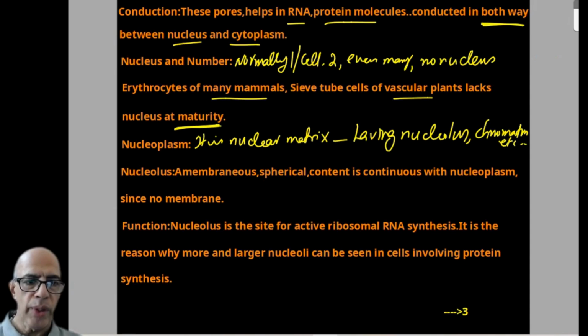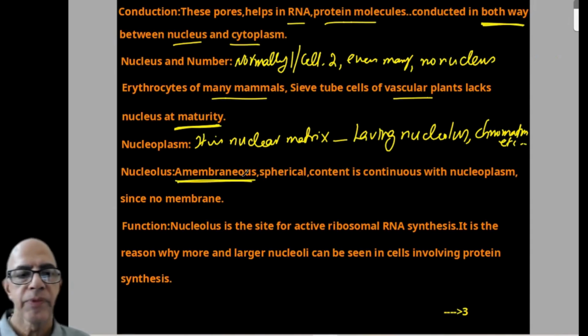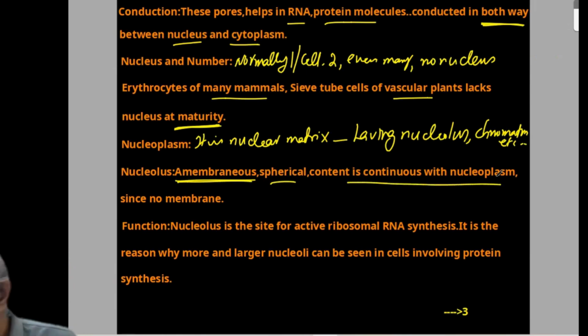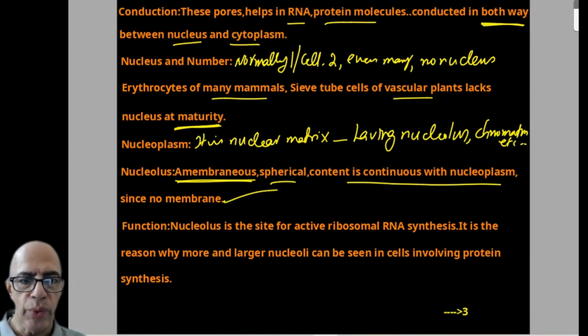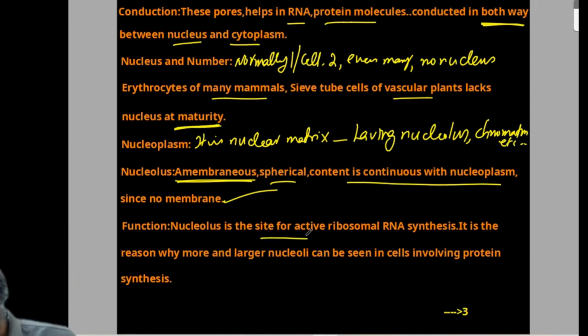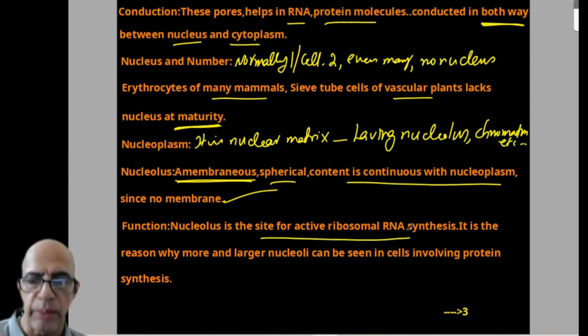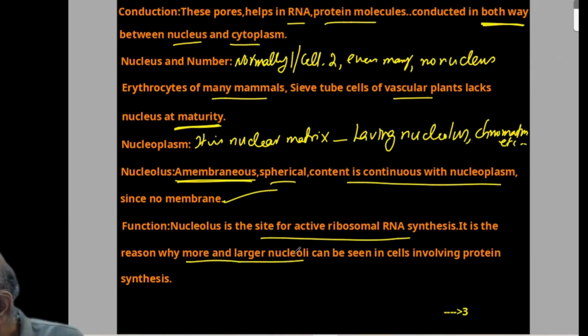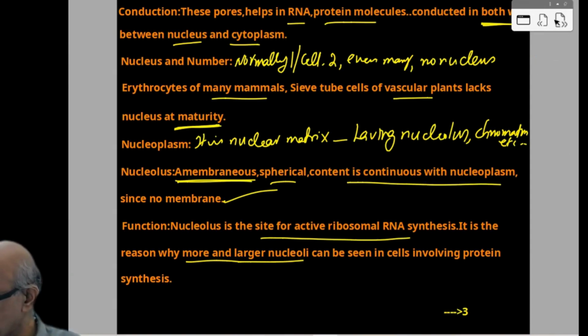Now comes the nucleolus. The nucleolus is not membrane-bound, that is important. Shape is spherical. Its content is continuous with the nucleoplasm because there is no membrane. The function of the nucleolus is that it is the site for active ribosomal RNA synthesis. Important. That is the reason why more and larger nucleoli can be seen in cells involved in protein synthesis. I think up to that it is clear. Now we can proceed to the next page, the next structure.